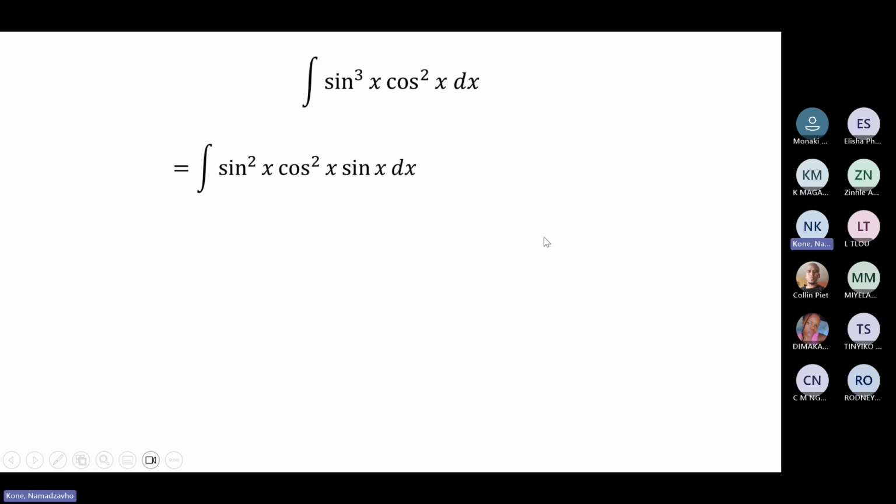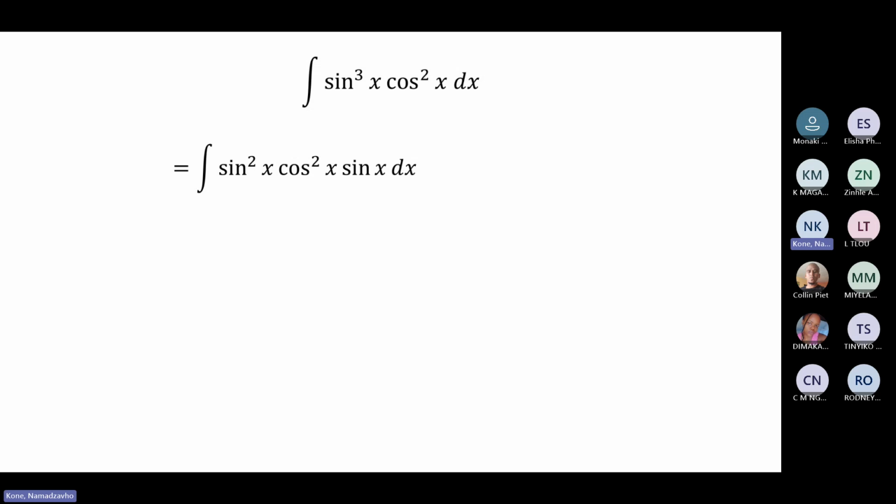Now, this is where your knowledge of differentiation comes into play. You know that sin x, which is this thing that is here, is the derivative of cos x. So now it gives you an idea of what you have to do with these two. It means that you must try by all means to have only cosine here, because you know that its derivative is sin x and it's already there.